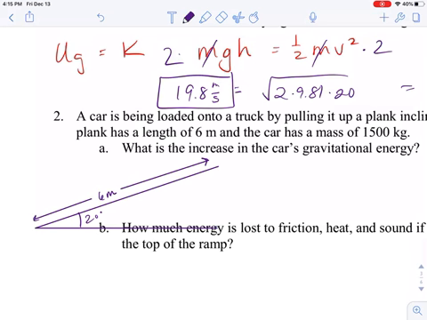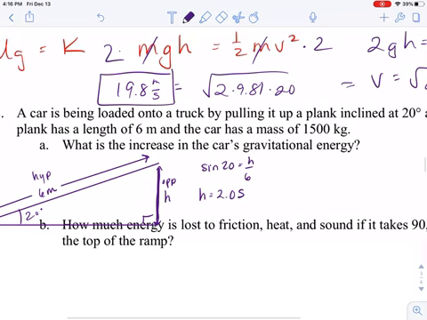So in order to find the change in gravitational potential energy, I need this change in height here. So I'm going to use trigonometry to find it. I've got a right triangle. I've got the hypotenuse of the right triangle. h is the opposite side, so I know that the sine of 20 equals h over 6. So I will solve that with 6 sine 20, and I get 2.05.